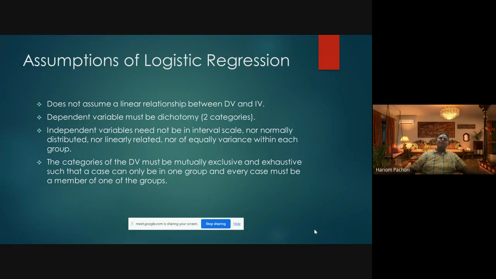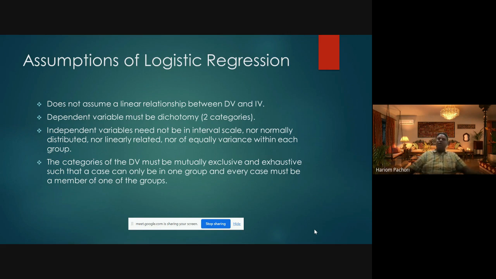It does not assume a linear relationship between the dependent variable and the independent variables. The dependent variable must be dichotomous, only two categories, if we are talking about binary logistic regression. The independent variables need not be on an interval scale, nor normally distributed, nor linearly related, nor have equality of variance within each group. Whatever conditions were there with linear regression are not required here.